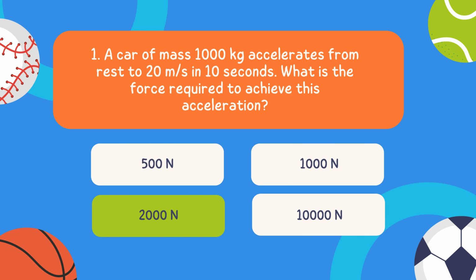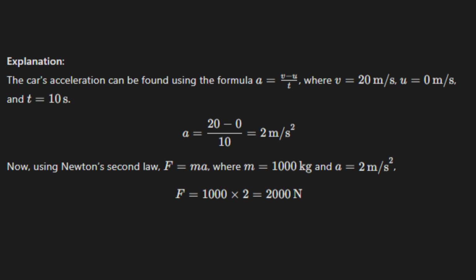The answer is 2000 Newton. The car's acceleration can be found using the formula a equals (v minus u) by t, where v equals 20 meters per second, u equals 0 meters per second, and t equals 10 seconds. a equals (20 minus 0) by 10, which equals 2 meters per second squared. Now, using Newton's second law, F equals ma, where m equals 1000 kg and a equals 2 meters per second squared. F equals 1000 multiplied by 2, which equals 2000 Newton.